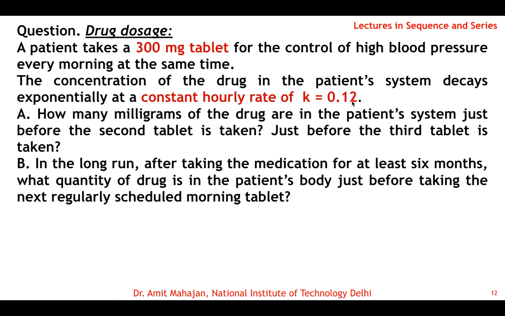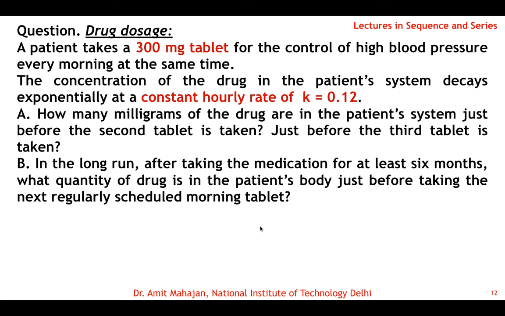How many milligrams of the drug are in the patient's system just before the second tablet is taken, just before the third tablet is taken? And in the long run, after taking the medication for at least 6 months, what quantity of drug is in the patient's body just before taking the next regularly scheduled morning tablet?